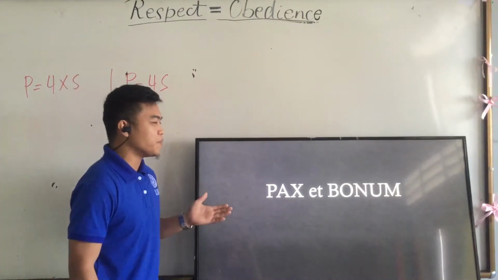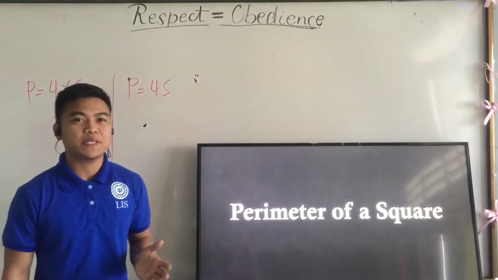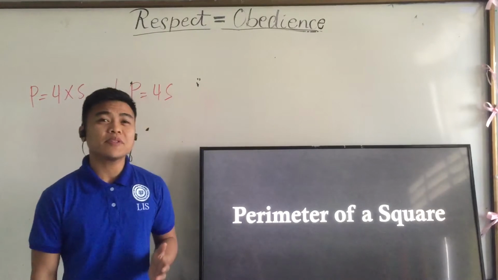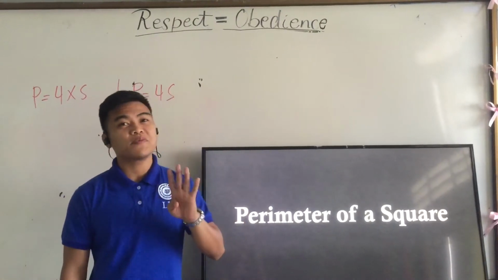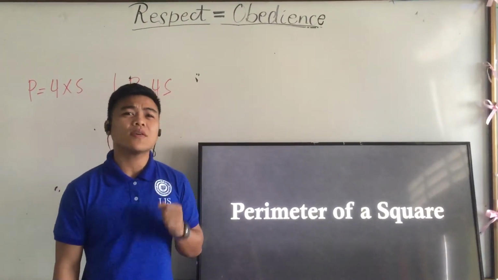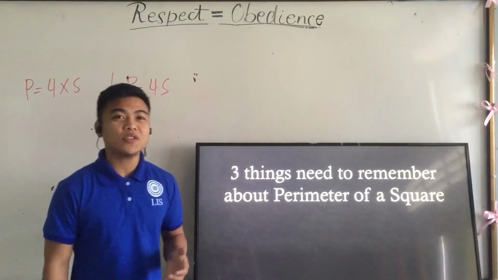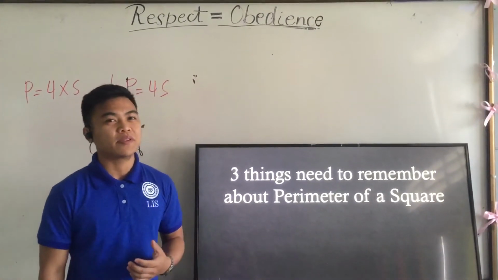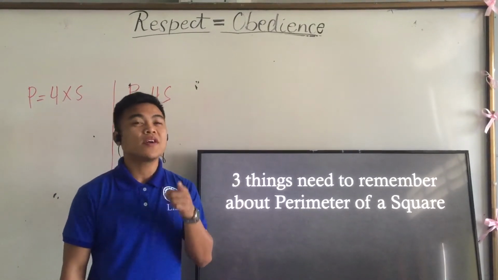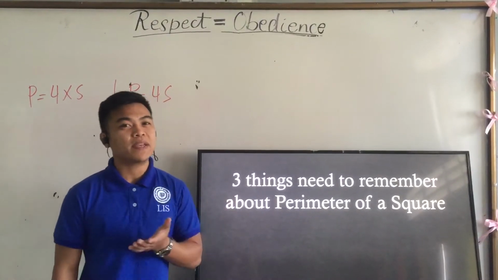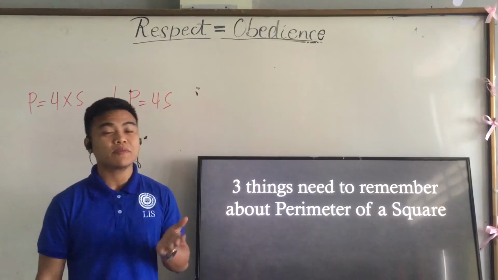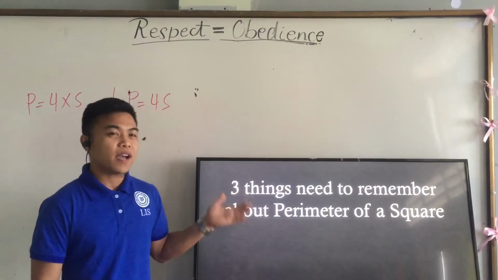So today we will be discussing the perimeter of a square. We all know that a square has four sides, but we don't need to be stuck only on that information, because there are three things we need to remember in order to get the perimeter of a square. If you're watching right now, I want you to get your notebook and your pencil, because we will be answering some of the following questions after this slide.